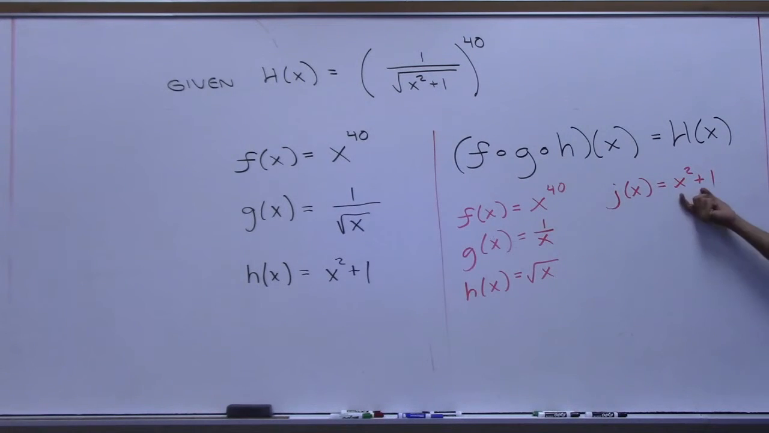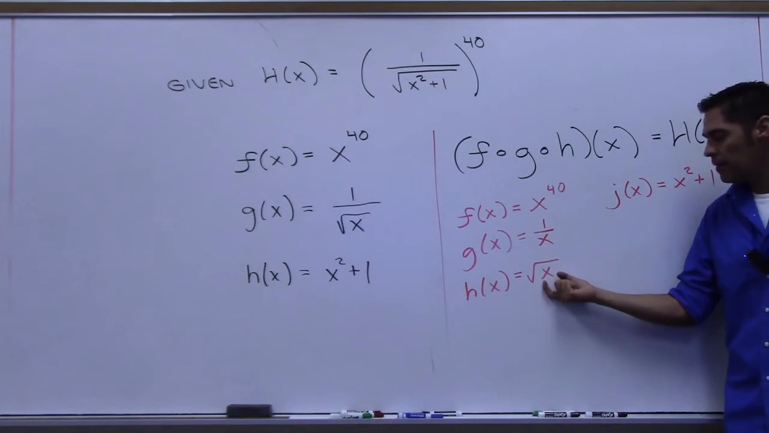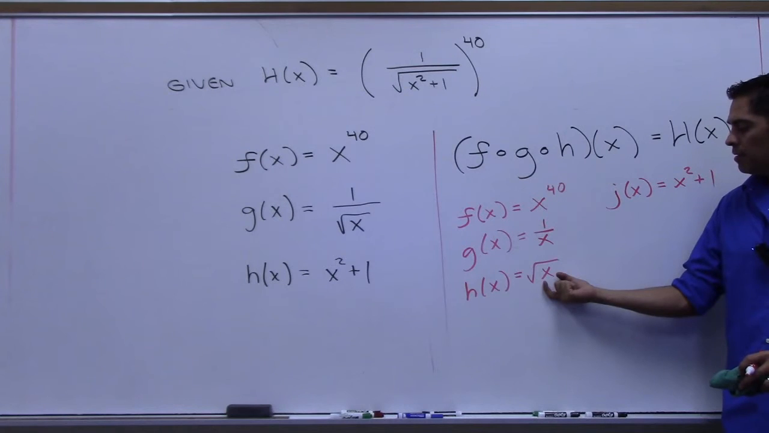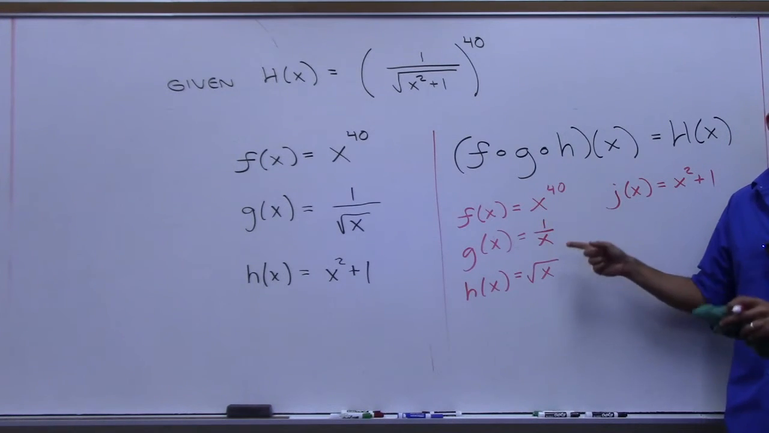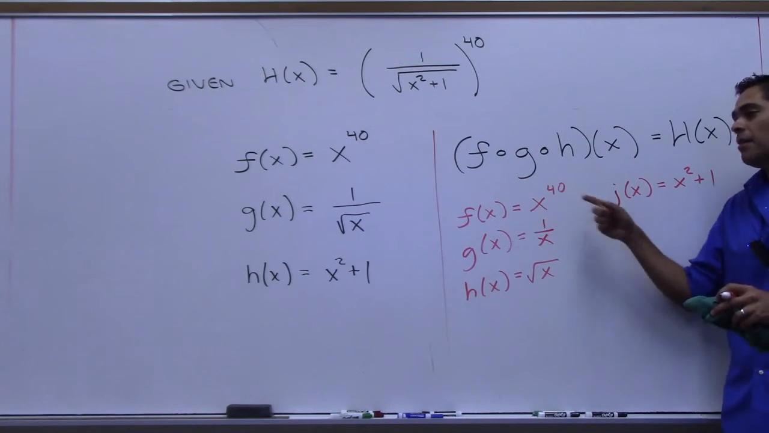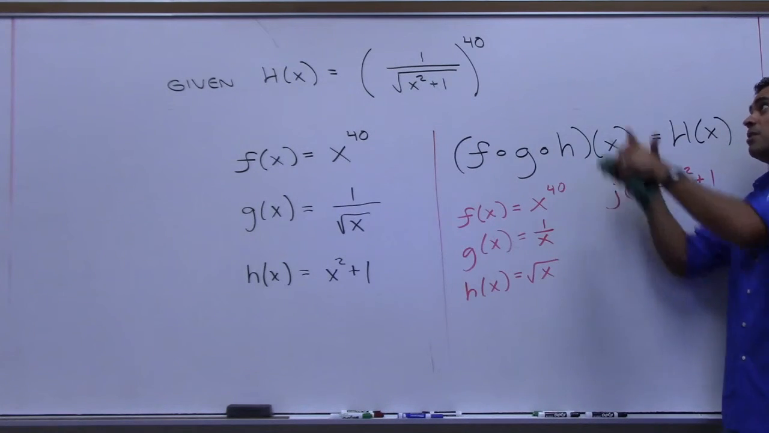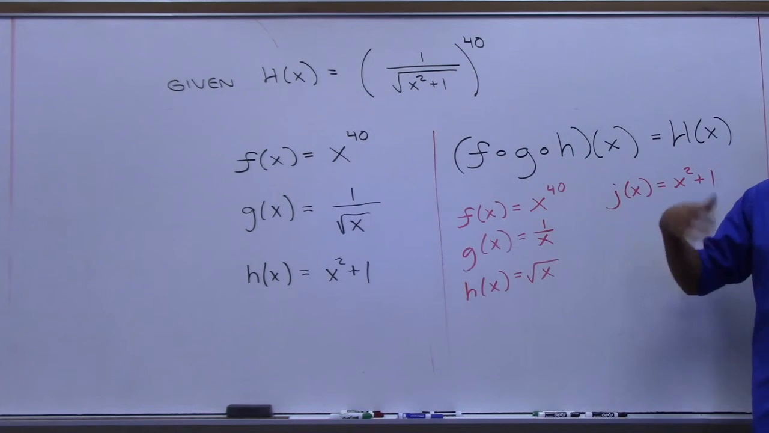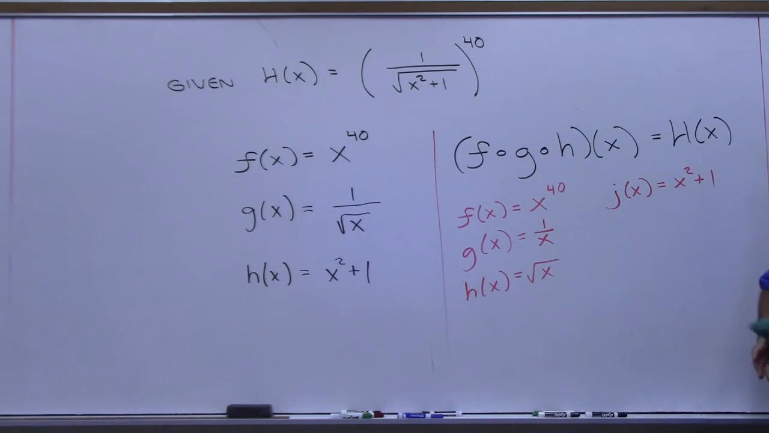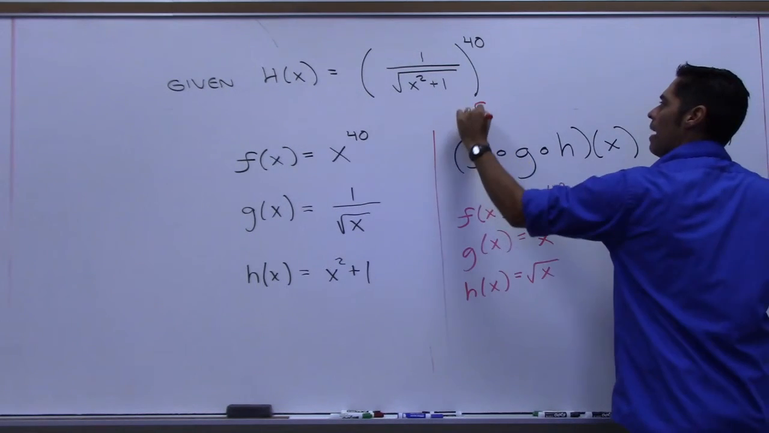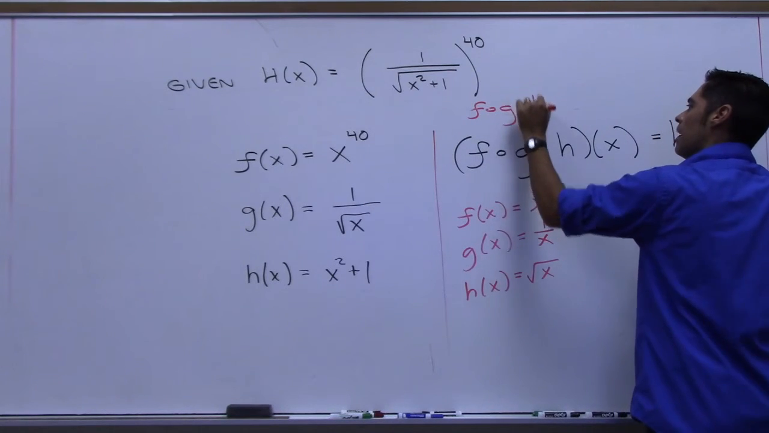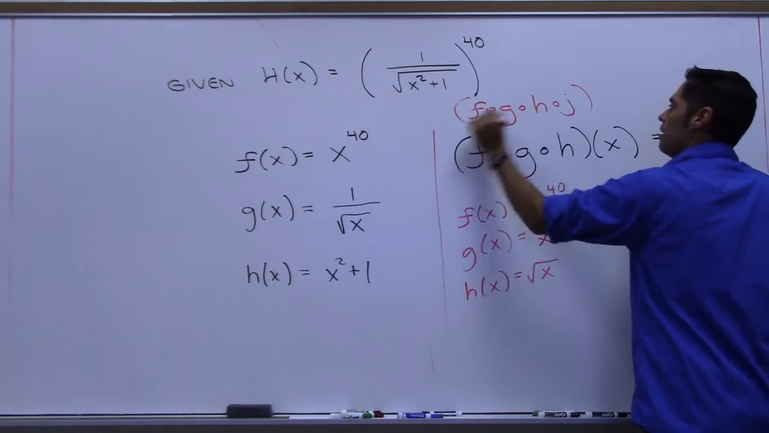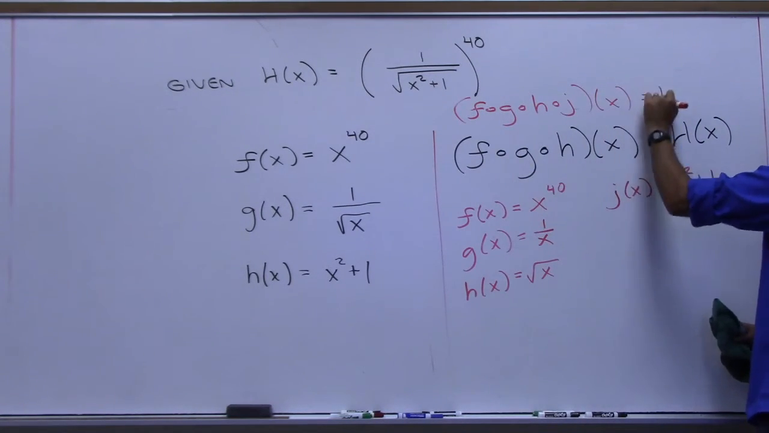And now if I take x squared plus 1 and plug it in here, I get square root of x squared plus 1. If I plug that into here, I get 1 over the square root of x squared plus 1. If I plug that into here, I get 1 over the square root of x squared plus 1 to the 40th power. So this composition, this into this into this into this, will give us the same thing. So this would be what? F of g of h of j of x equals h of x also.